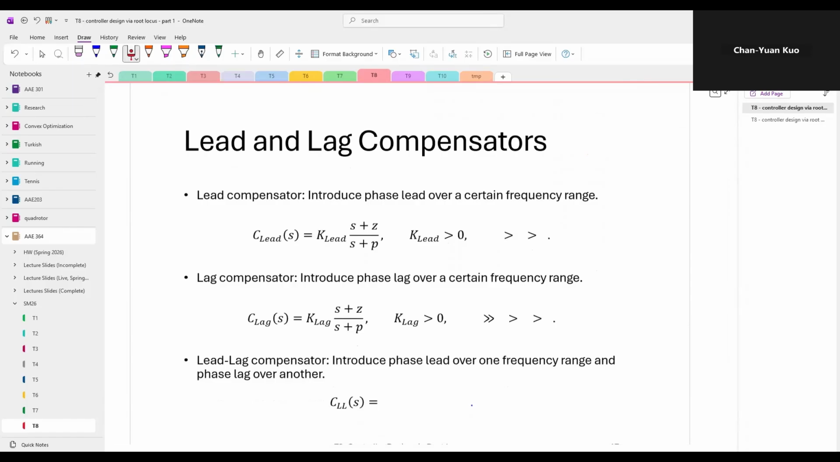And now we can see how they got their names. A lead compensator is simply a system that introduces phase lead over a certain frequency range. And you can see that it consists of a gain, a zero, and a pole, with the pole located further to the left than the zero.